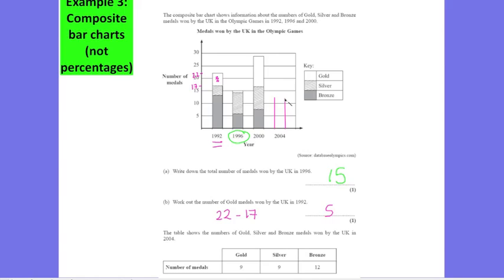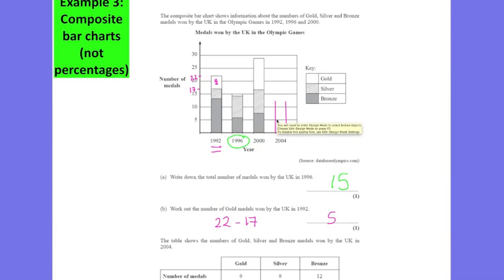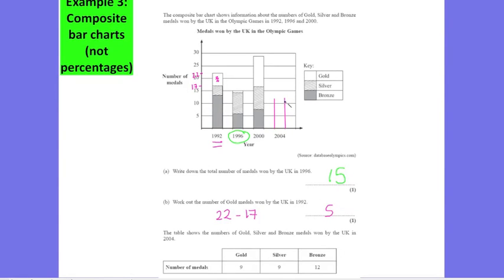Move that one across, slightly lower, just in line, and then across here. So here we have our first section to represent the bronze. Now we have 9 silver. So we're going to have to add on another 9. So 12 plus our 9 will take us to 21. So we're going to extend our bar now.